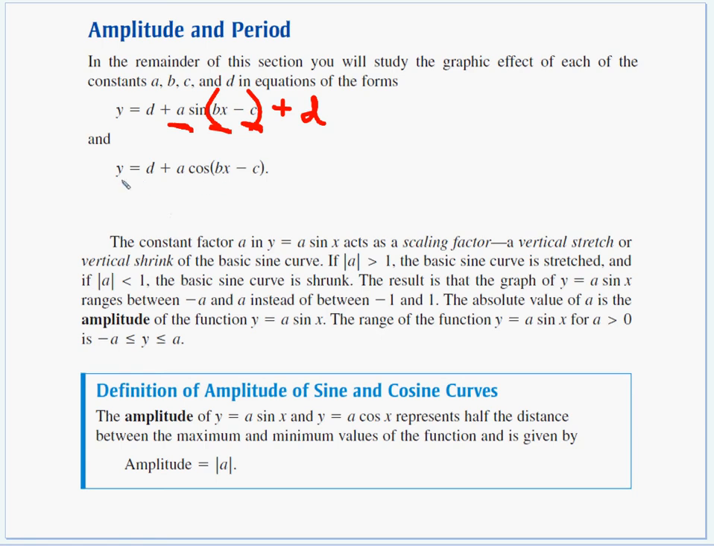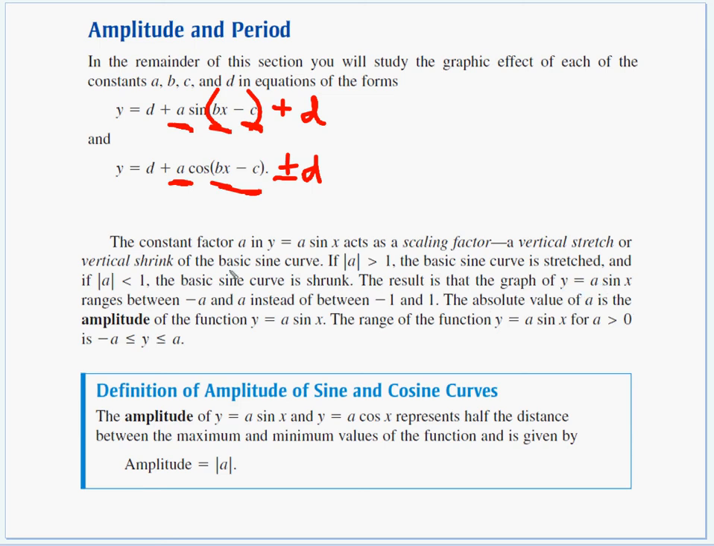And here's the same function for cos, some number cos, and then we might have some number multiplied by the x, and then add or subtract a number in the parenthesis, and there could be an add or subtract some other number outside. So the constant factor a in this a sine x acts as a scaling factor, or a vertical stretch or vertical shrink of the basic graph. If that a value is greater than 1, the basic sine curve is stretched. If it's a fraction or less than 1, the basic sine curve is shrunk.